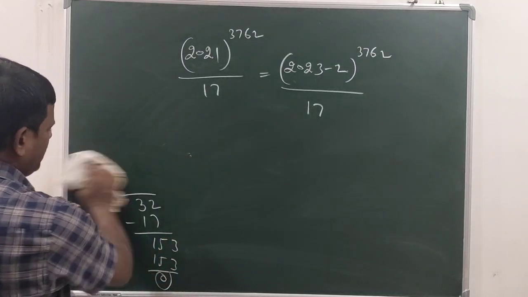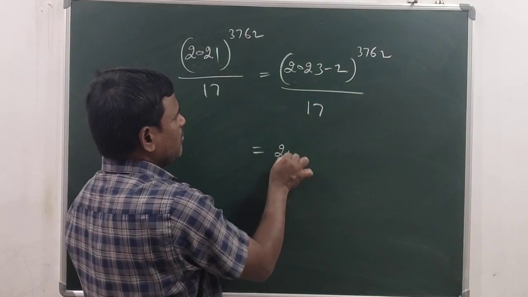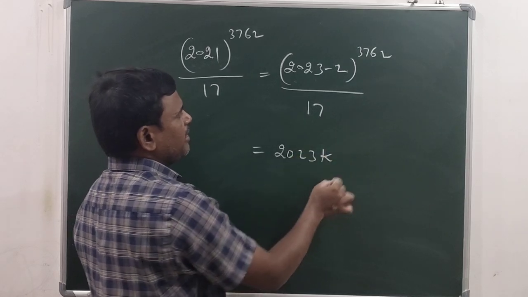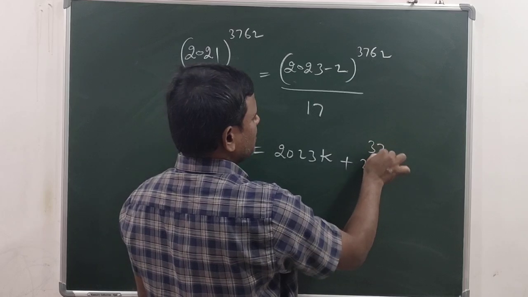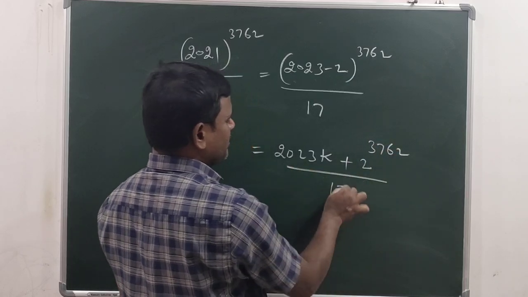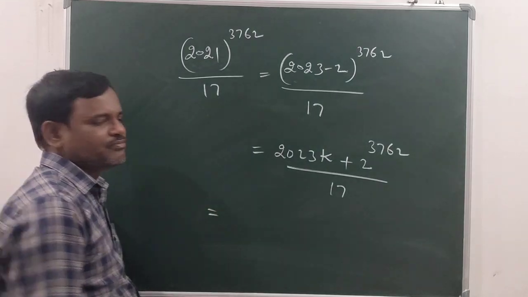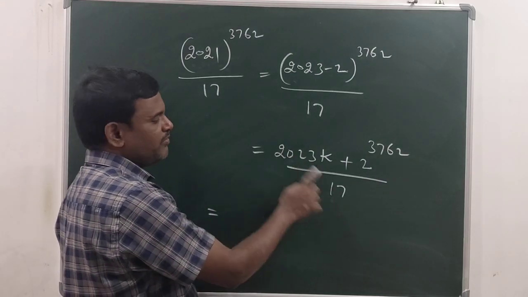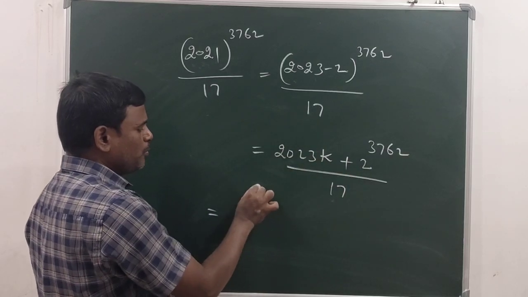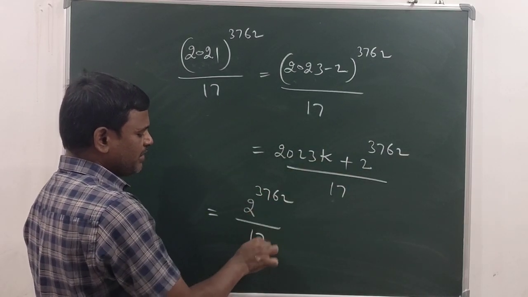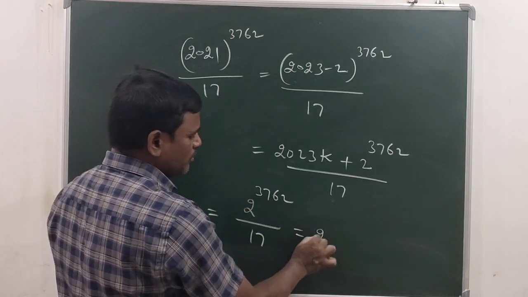So now apply the binomial theorem for this, so that you will get 2023 k minus 2, with an even power, plus 2 power 3762, whole by 17. So in the next step, what do you do, students? When you divide the first part by 17, remainder would be 0, and we divide 2 power 3762 by 17.